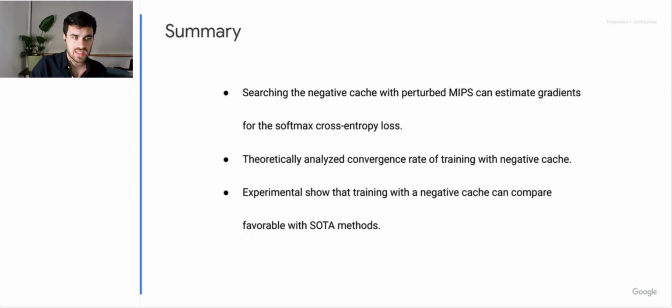Now to summarize, we see that searching the negative cache of embeddings with perturbed maximum inner product search can estimate gradients for the softmax cross entropy loss. We are able to theoretically analyze convergence rates of training with the negative cache, and we see that for reasonably small caches and a small number of updates per step, we can achieve the same asymptotic convergence as SGD. And we also experimentally show that training with the negative cache can compare favorably with state-of-the-art methods.